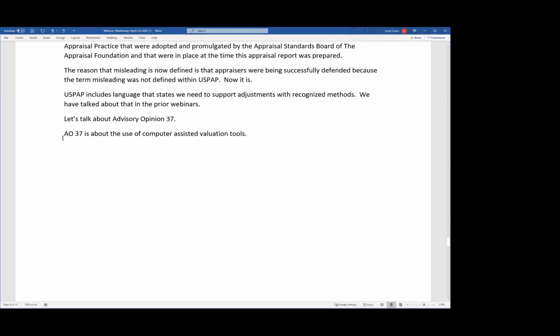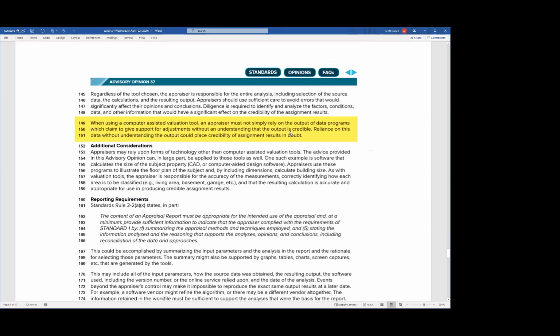It's Advisory Opinion 37, and it's about the use of computer-assisted valuation tools, okay? So here it is. You can read it on your own. You've all got the book. I want to emphasize this part. When using a computer-assisted valuation tool, an appraiser must not simply rely on the output of data programs which claim to give support for adjustments without an understanding of, or that the output is credible.